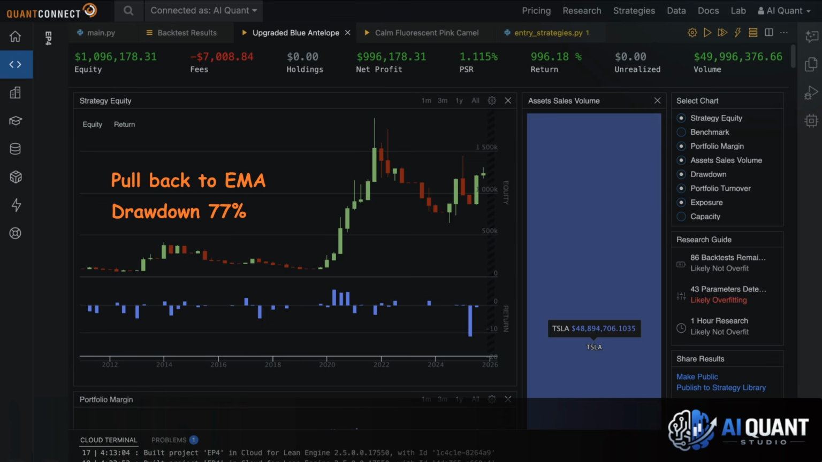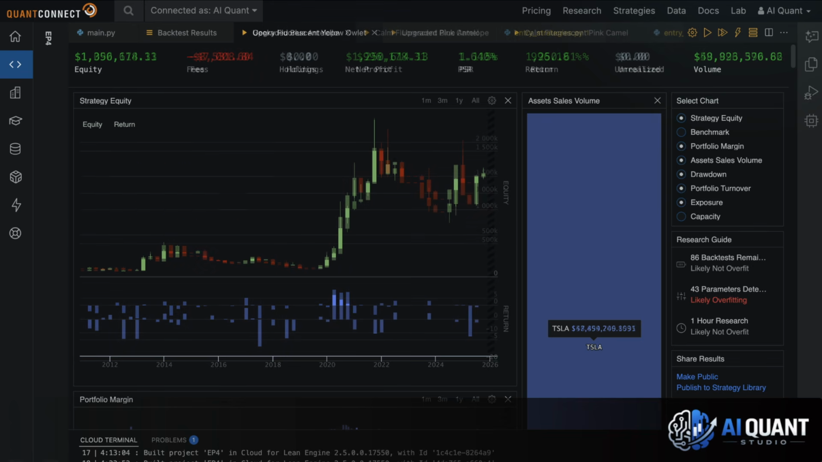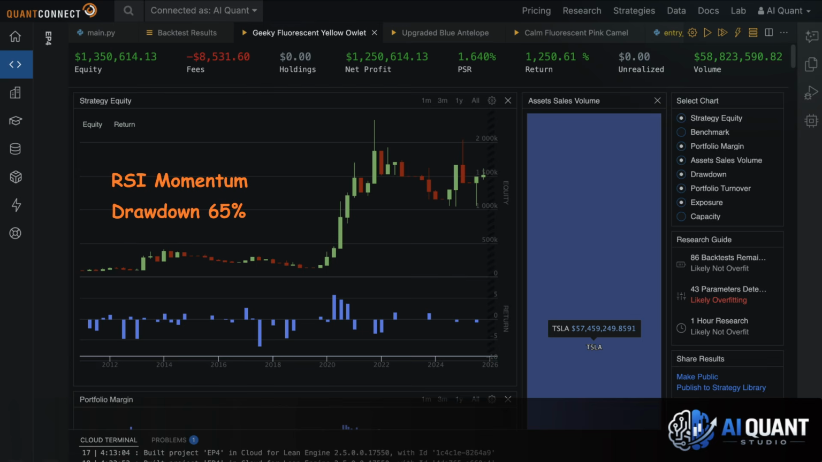Buying dips works in uptrends. The problem is it also buys dips that turn into crashes. RSI Momentum, 1,250% profit, 65% drawdown. Second best so far in this round.